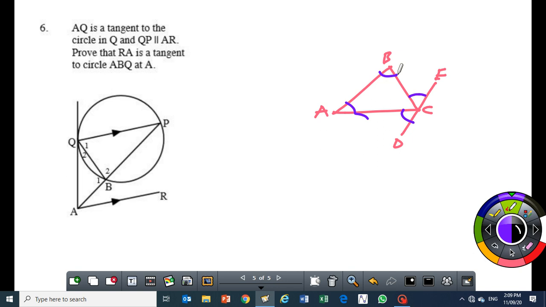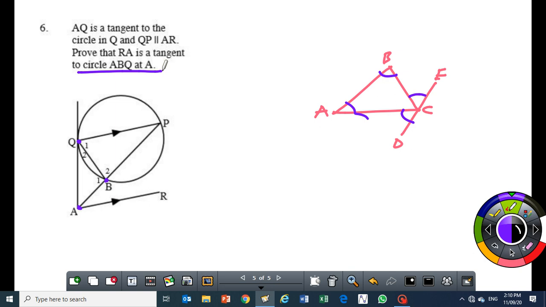The question says AQ is a tangent to the circle in Q, and QP is parallel to AR. Prove that RA is a tangent to circle ABQ. Now ABQ is this. This is A, that's B, that's Q. It's a circle. What does that mean? The circle is not drawn, but it is a circle because these 3 points, if you draw a circle around them, will be on the circumference.